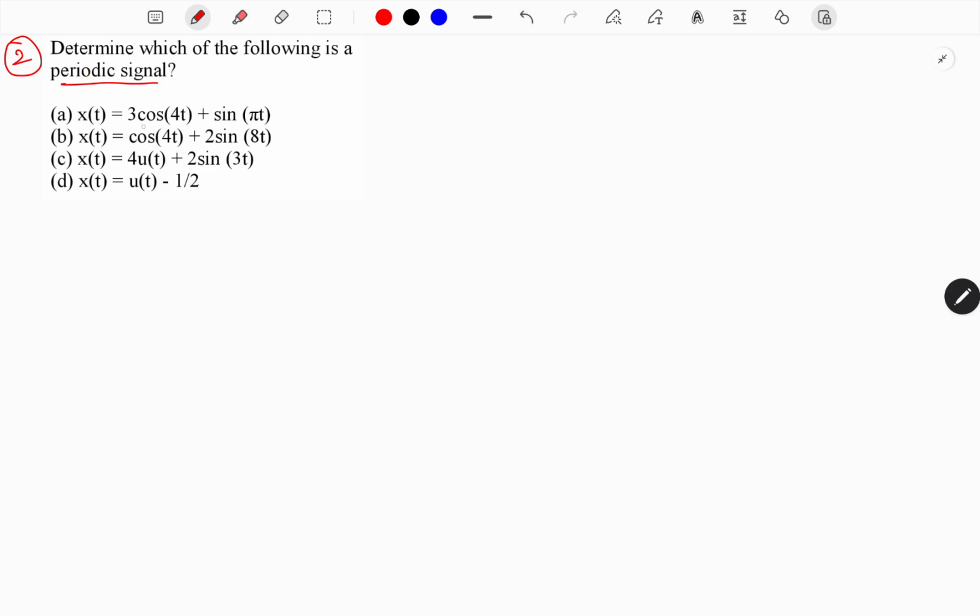In the question, he has given options with a combination of two signals. In every option he has given the combination of two signals. So we need to find which one is the periodic signal. We will discuss. First we will see the concept. What is the concept involved in the periodic signal?